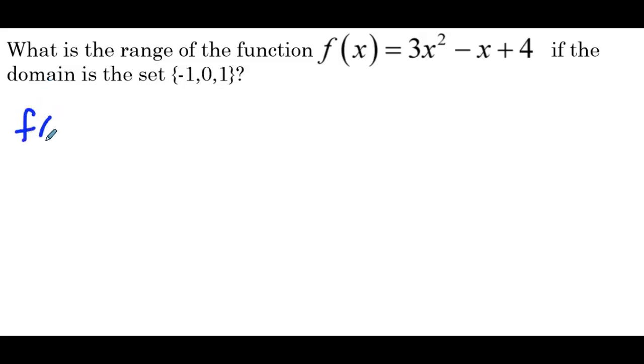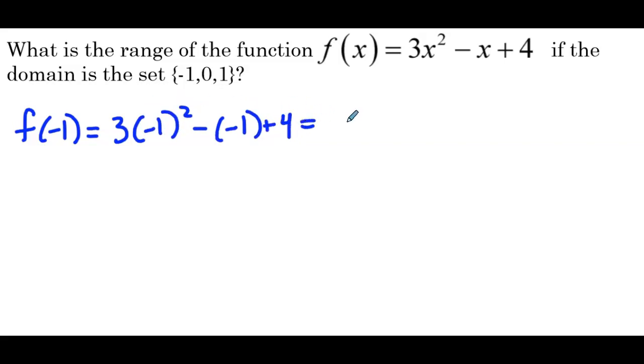So we'll start by evaluating f of -1. So substituting -1 in for each x in the function, we have 3 times -1 squared minus -1 plus 4. So -1 quantity squared is +1, so we have 3 times 1. Subtracting a -1 becomes +1 plus 4. 3 times 1 is 3, plus 1 is 4, plus 4 is 8. So if we input -1, we output +8.